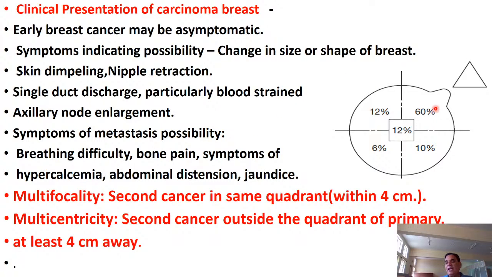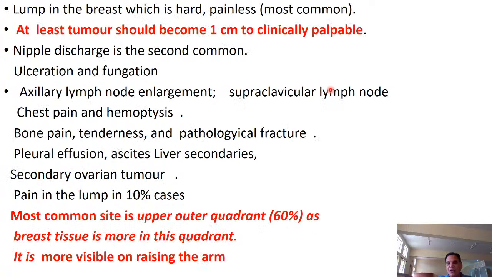Here it is showing the outer upper quadrant 60%, medial upper quadrant 12%, medial lower quadrant 6%, and 10% in the lateral lower quadrant, outer lower quadrant. Remember why it is very high here? Because the mass of the outer upper quadrant is maximum, and the nipple areola complex has got 12% chances of malignancy. Never forget. Paget disease is one of the most common conditions occurring over that.